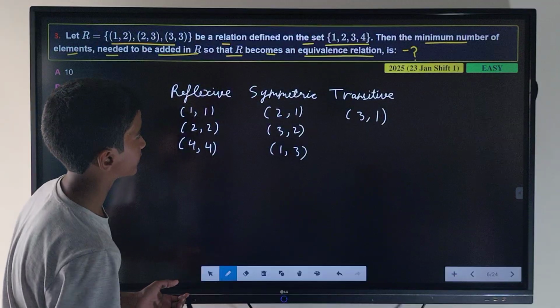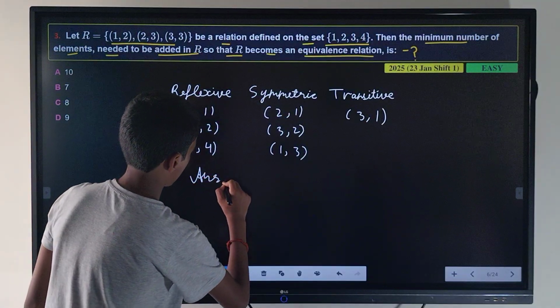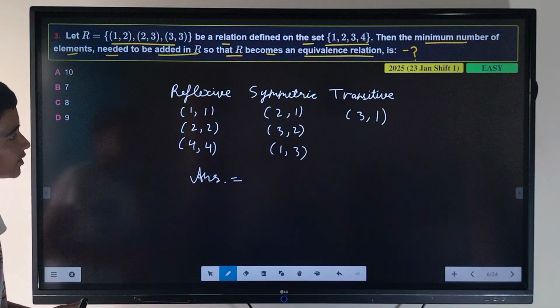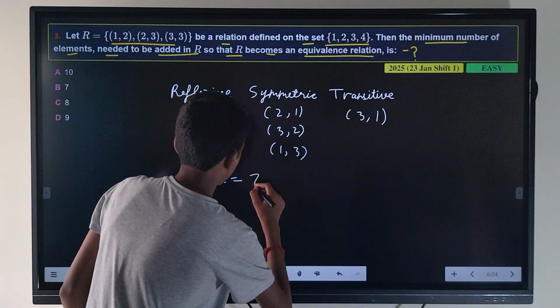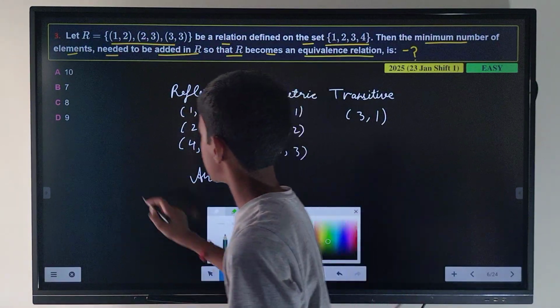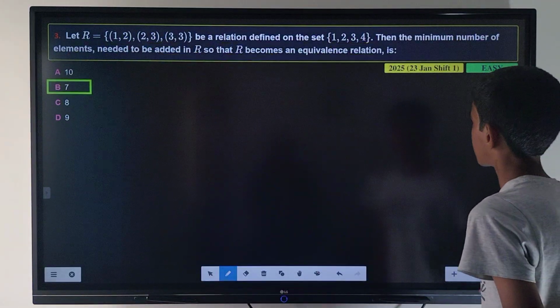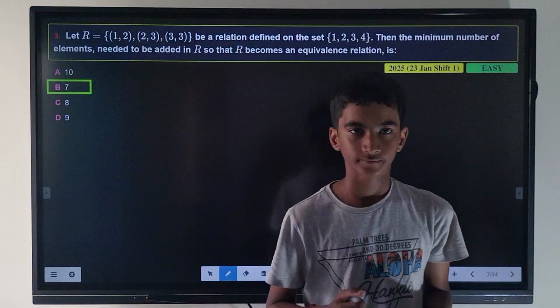our minimum number of elements, which is our answer, to make the R an equivalence relation is 1, 2, 3, 4, 5, 6, 7. So our answer is option B. And here is the solution, and we can see that our answer is correct.